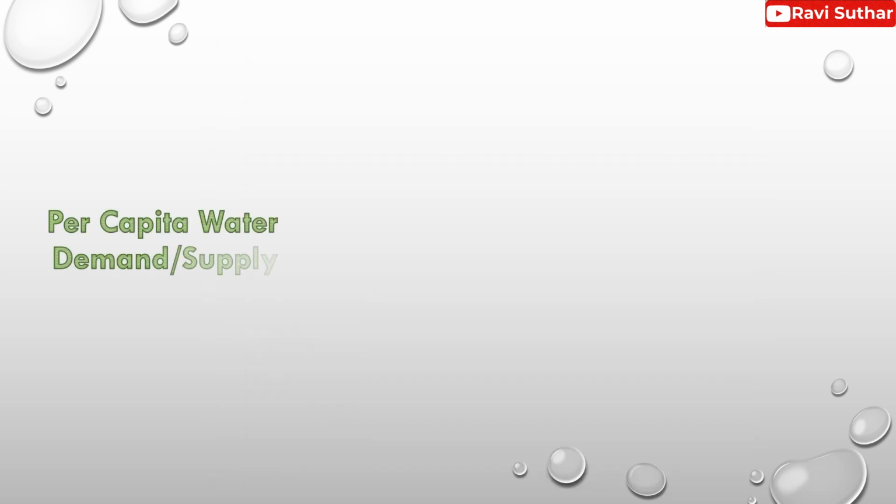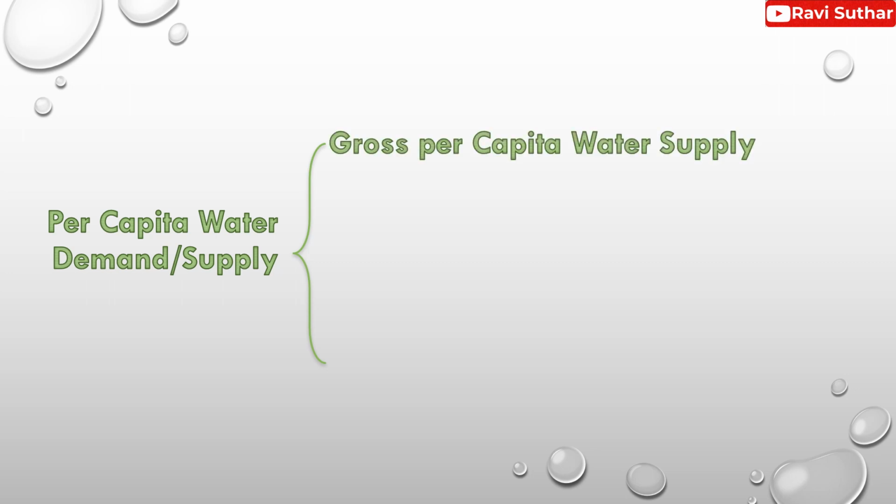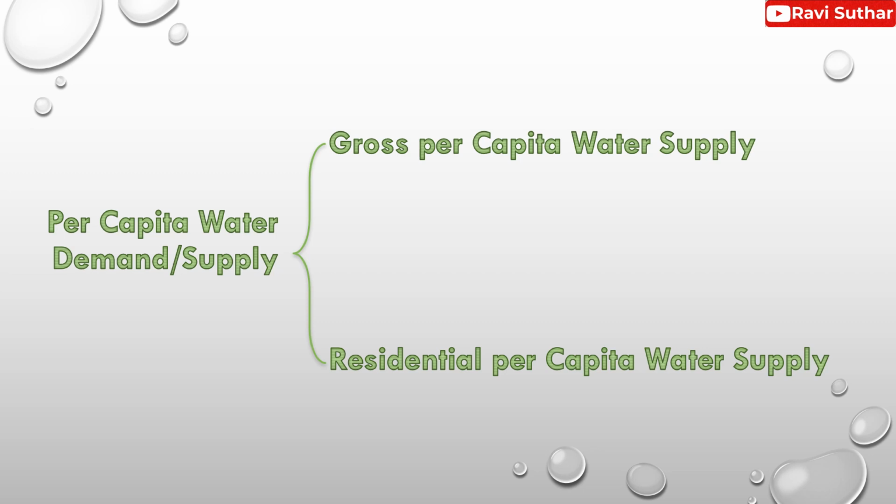Till now we have got an idea of the water supply from different types of sources and the water demand generated by the different types of consumers. Now there is a baseline criterion which is called the per capita water supply or demand. This criterion is used by various agencies at the national and international level to know the water supply level of any human habitation. And this per capita water supply can be divided into two parts. One is called gross per capita water supply and the second is residential per capita water supply.